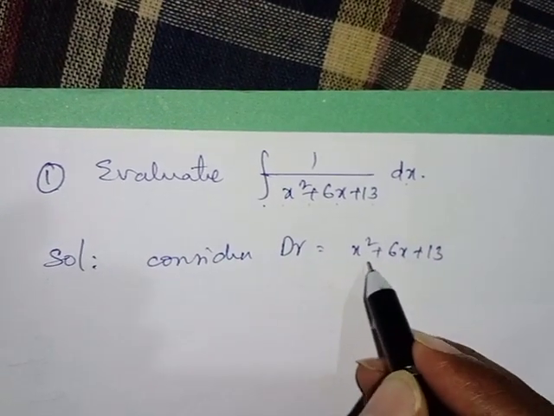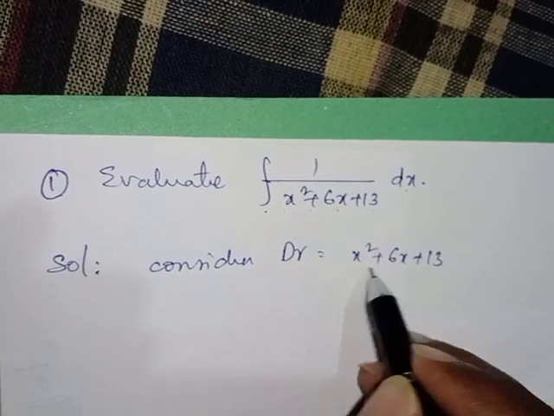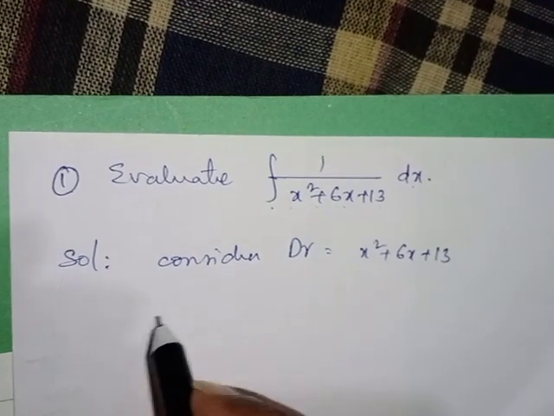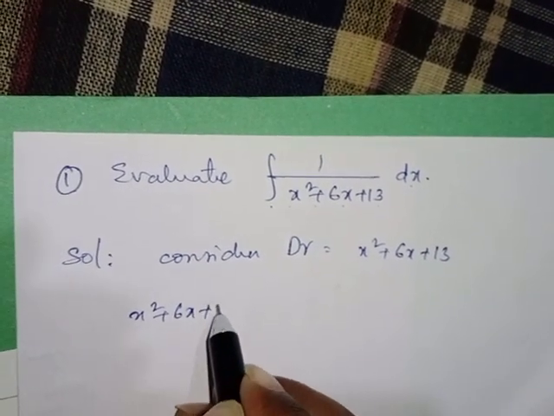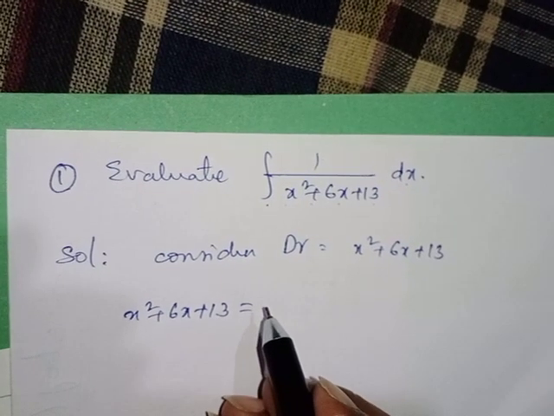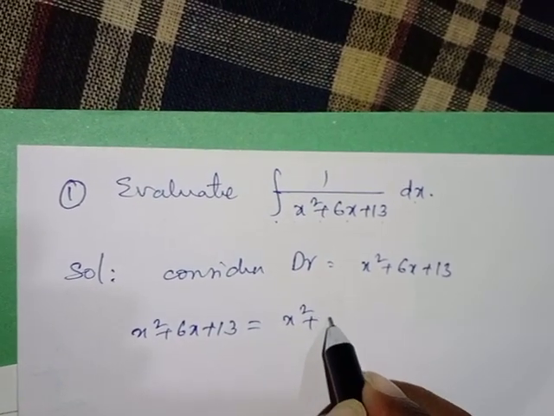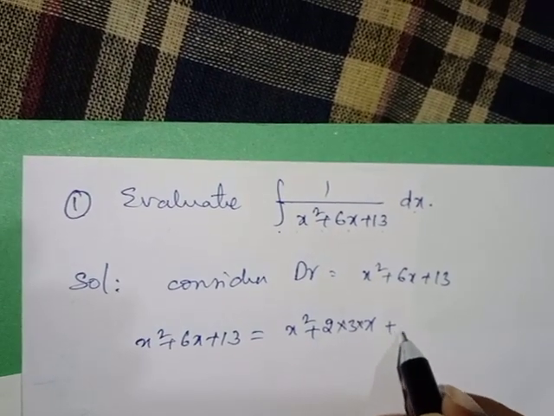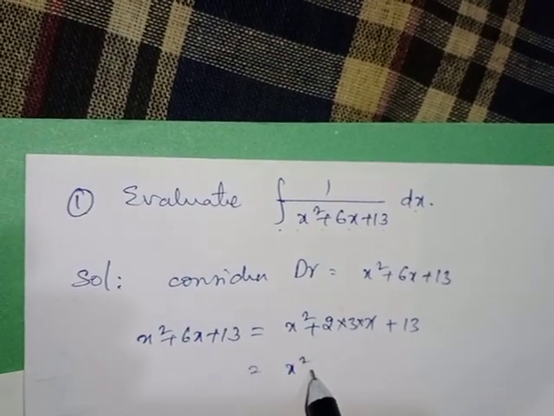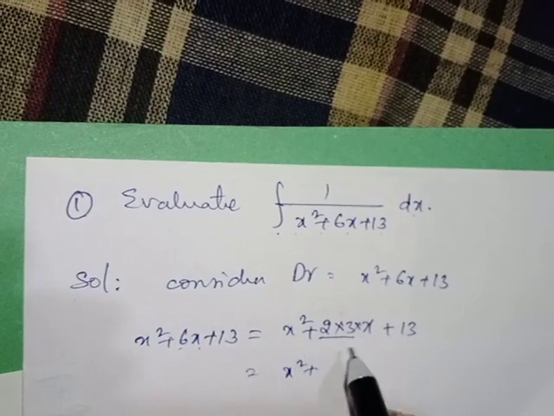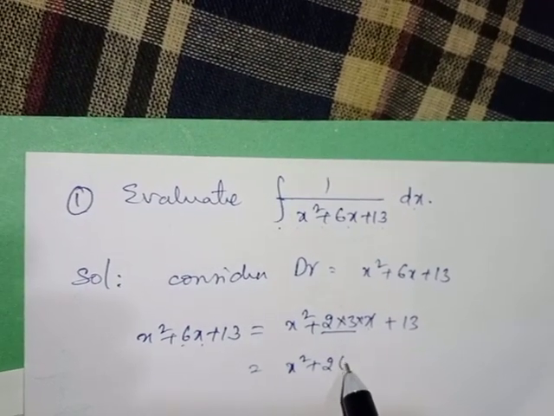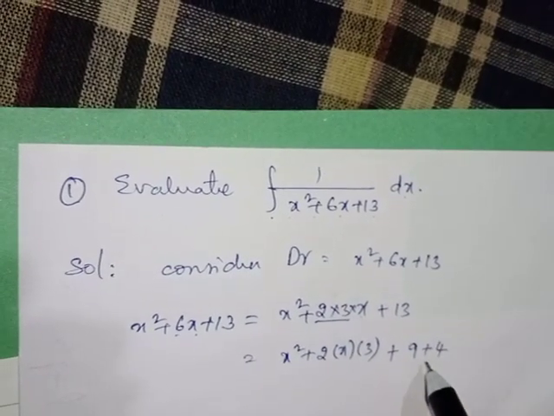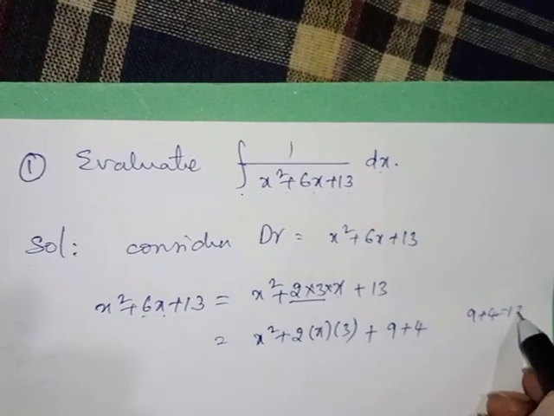We need to convert this expression into the sum or difference of two functions. x square plus 6x plus 13 is equal to x square plus 2 into 3x plus 13, which is equal to x square plus 6x as it is, and 2 into x into 3 plus 13, where we can write 13 as 9 plus 4. We know that 9 plus 4 is equal to 13.